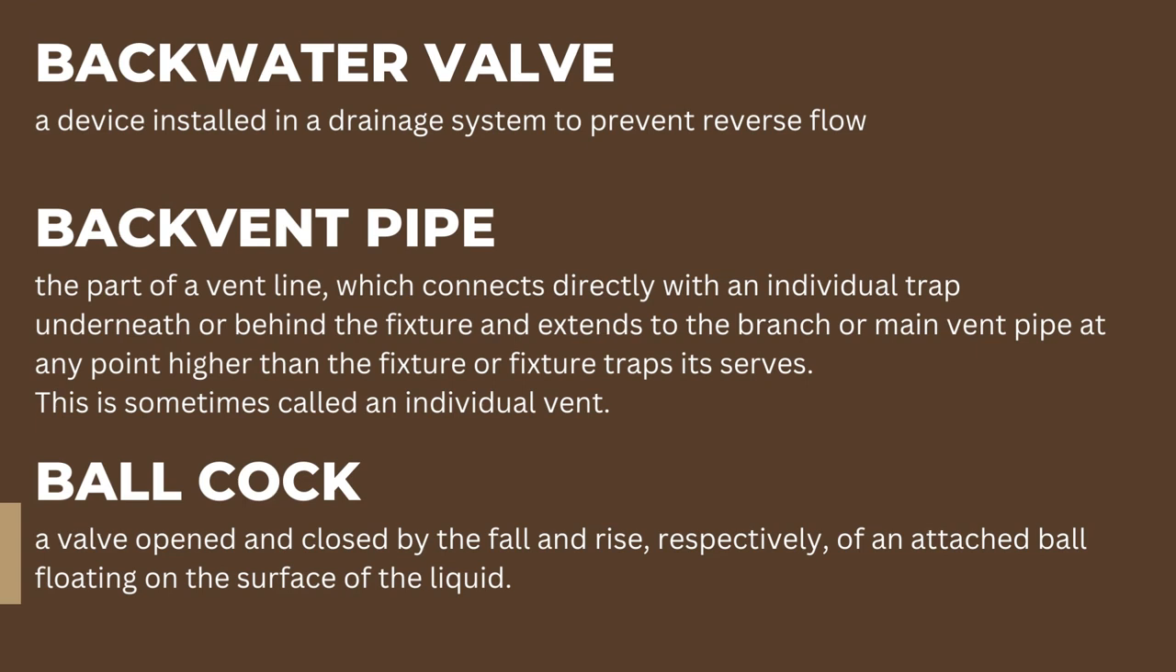Back siphonage. Backwater valve. It is a device installed in a drainage system to prevent reverse flow. Backwater valve. Back vent pipe. The part of a vent line, which connects directly with an individual trap underneath or behind the fixture and extends to the branch or main vent pipe at any point higher than the fixture or fixture traps it serves. This is sometimes called an individual vent.